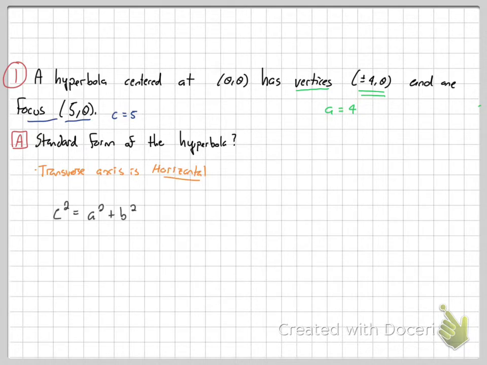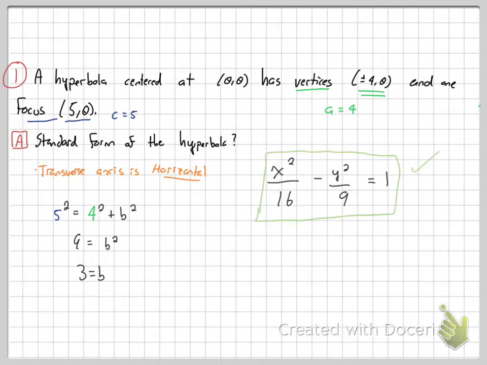First, let's find our b squared value before we put this into an equation. So 5 squared equals 4 squared plus b squared. 25 equals 16 plus b squared. 9 equals b squared. 3 is our b value. When we plug this in, it'll be b squared, which is 9. Since this is horizontal, this is the format of the equation that we're going to use, so my x squared value is going to go first. I plug in my a squared and b squared values, and I'm done.